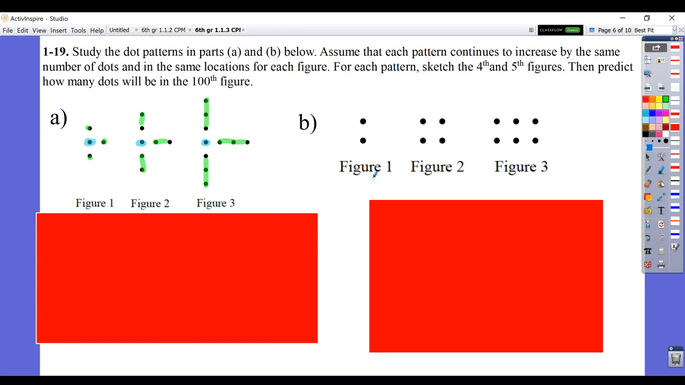For part B, figure 1 has 2 dots vertically. Figure 2 has 2 sets of 2 dots. Figure 3 has 3 sets of 2 dots. So in each case, the figure number tells you how many sets of 2 dots you have. Figure 1 has 1 set of 2 dots. Figure 2 has 2 sets of 2 dots. Figure 3 has 3 sets of 2 dots. So figure 4 should have 4 sets of 2 dots vertically. Figure 5 should have 5 sets of 2 dots vertically, and figure 100 should have 100 sets of 2 dots vertically.